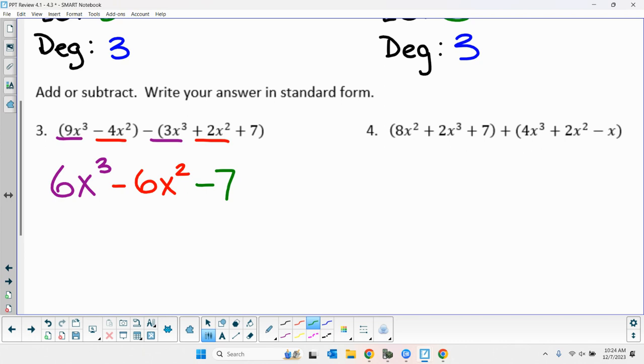And write in standard form, which I did, right? Largest exponent down to smallest. So make sure you put in the right order.